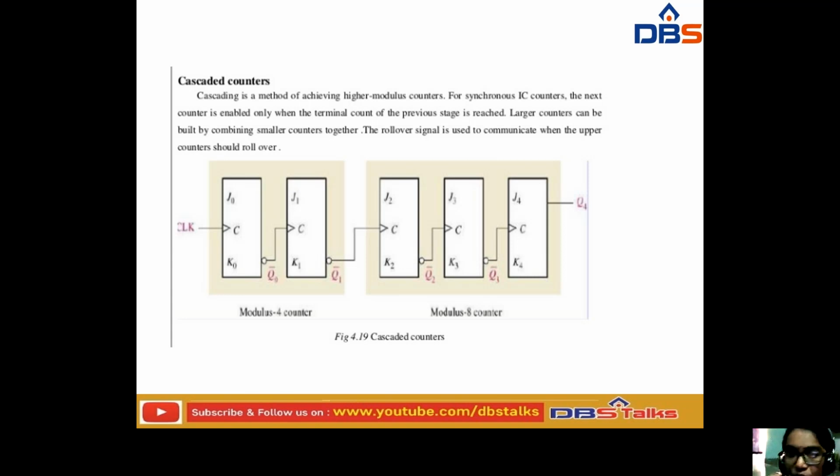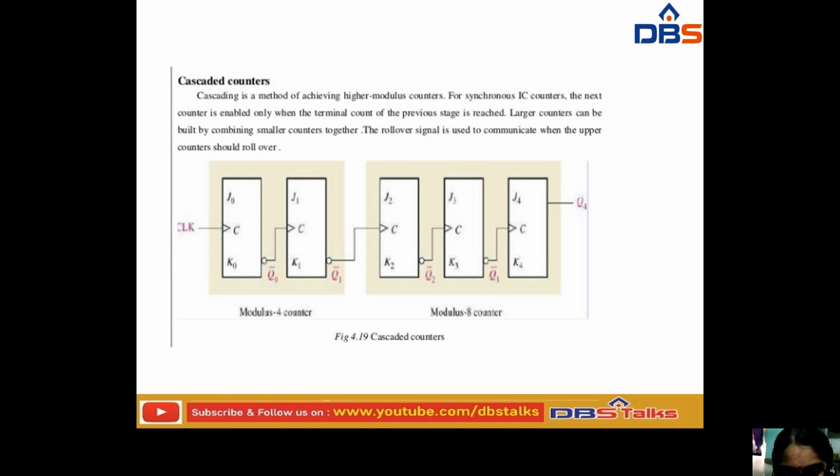So the rollover signal is used to communicate when the rollover should happen. If it is a modulus 4 counter, that is 2 squared, it has to take 2 flip flops. If it is a modulus 8 counter, that is 2 cubed, it has to take 3 flip flops. So whatever the modulus operation we are going to perform, first of all it has to take the input like this to the JK, and finally the output is given like this.